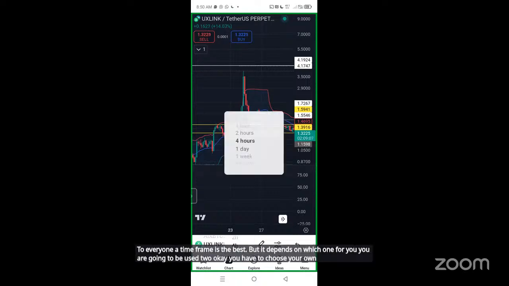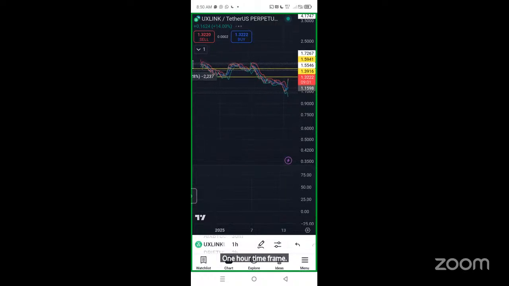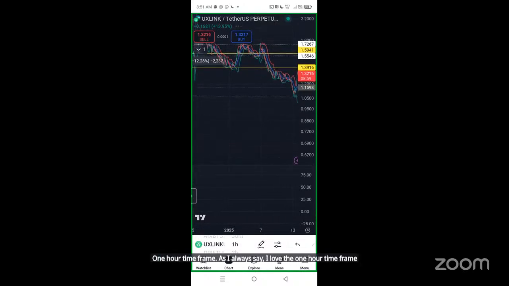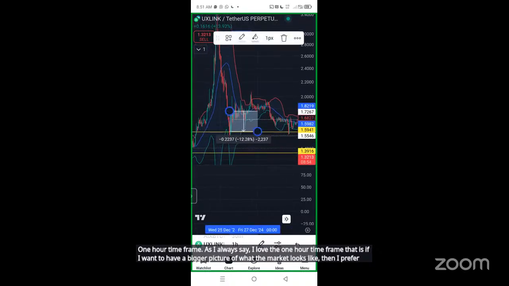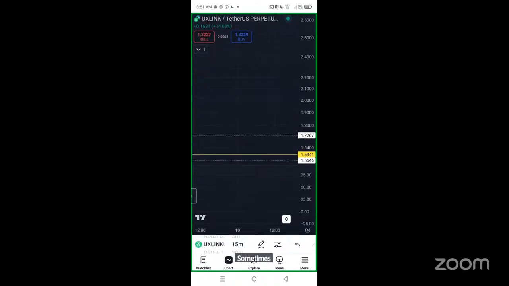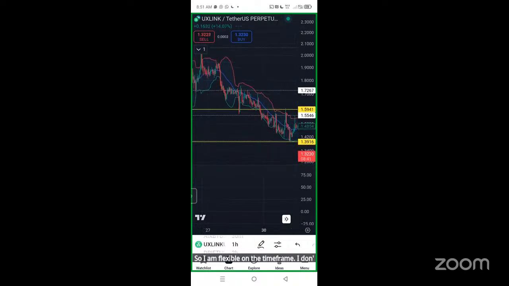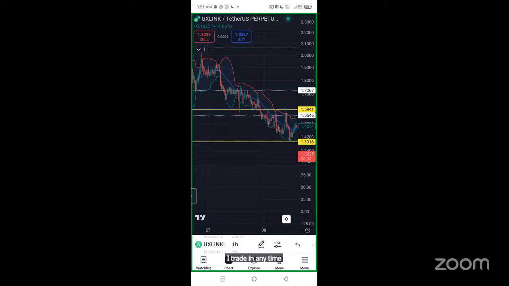For me, I love this 1 hour time frame. As I always say, I love the 1 hour time frame if I want to have a bigger picture of what the market looks like. Then I prefer using the 15 minutes time frame to enter. Sometimes I even analyze in the 1 hour time frame and I enter there immediately. So I am flexible on the time frame. I don't have a specific rule that you analyze in the bigger time frame, then enter in this time frame. I trade in any time frame, but mostly within 1 hour, and then 30 minutes and 15.